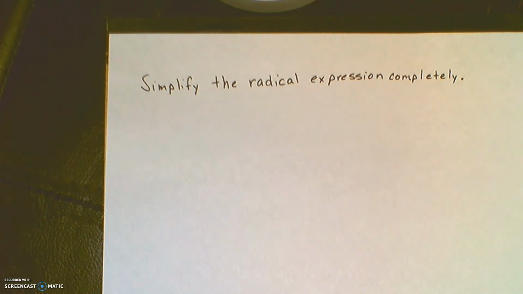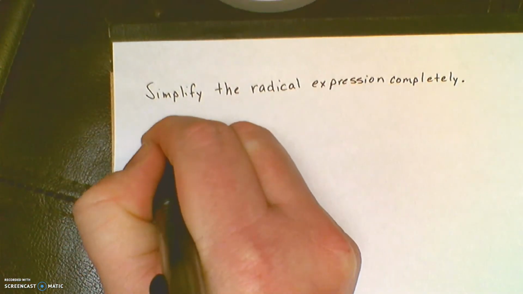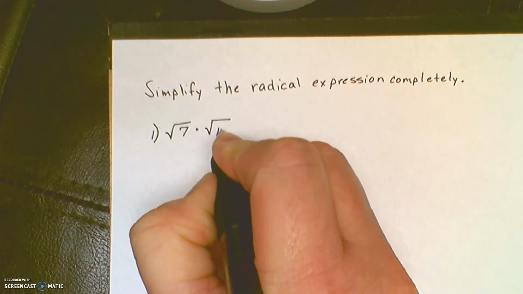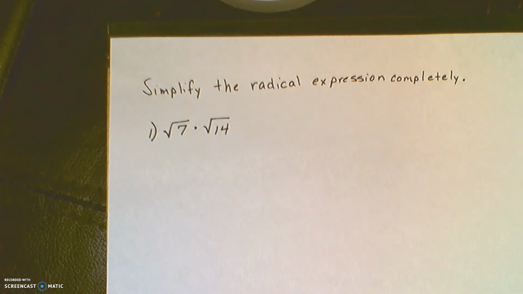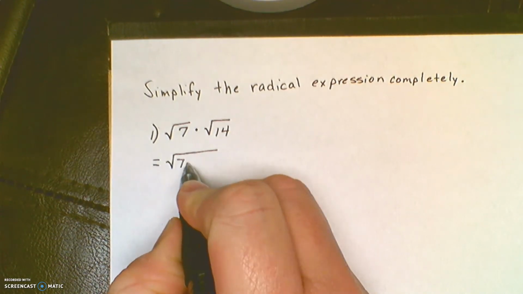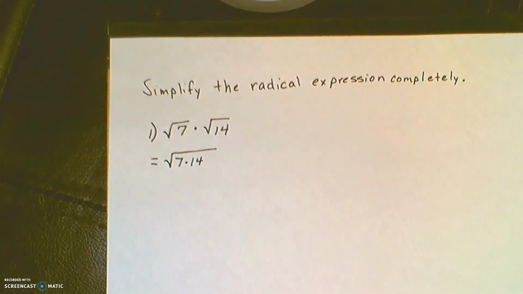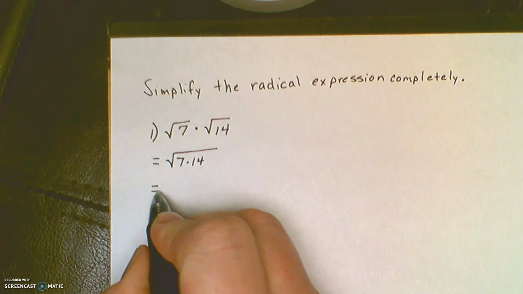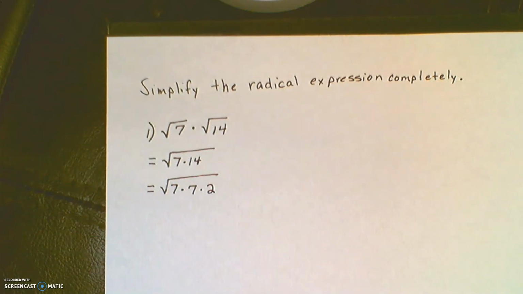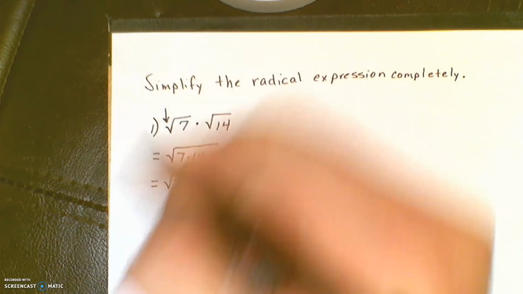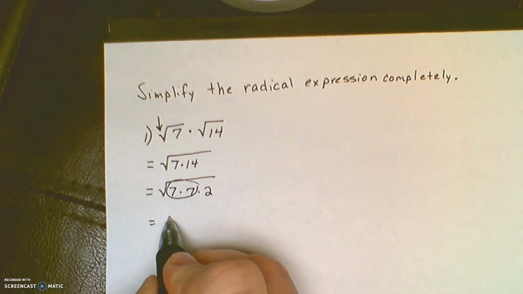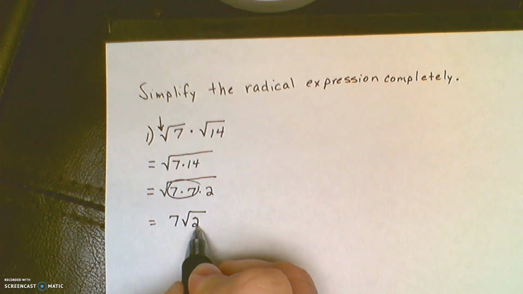Alright, the instructions are simplify the radical expression completely. Number 1, the square root of 7 times the square root of 14. First thing I'm going to do, bring the two square roots together. So square root of 7 times 14. I'm going to do a factor tree, breaking into prime parts. 7, 14, 7 times 2. Your index, remember, is here. The invisible 2, so square root. So we have a pair of 7s times the square root of 2.